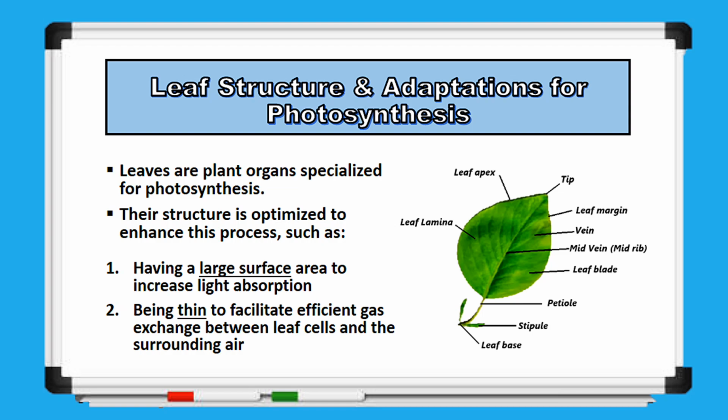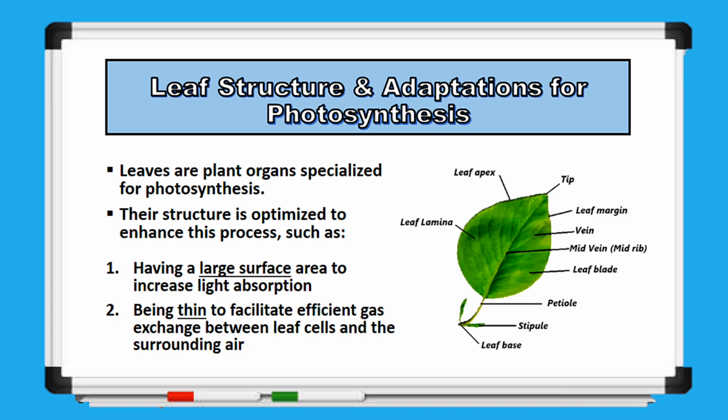When we look at the detailed structure of a leaf, each part has a specific role. The leaf apex, or tip, is the pointed end of the leaf. Surrounding the leaf is the leaf margin, which can vary in shape depending on the plant species. It might be smooth, toothed, or wavy. Inside the leaf, you'll see a network of veins, which transport water to the leaf cells and carry away the food produced during photosynthesis. The thick central vein running through the middle is called the midvein or midrib, which not only aids in transport but also provides support to keep the leaf firm and extended.